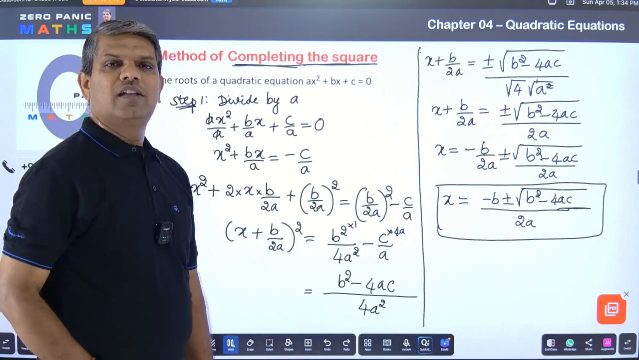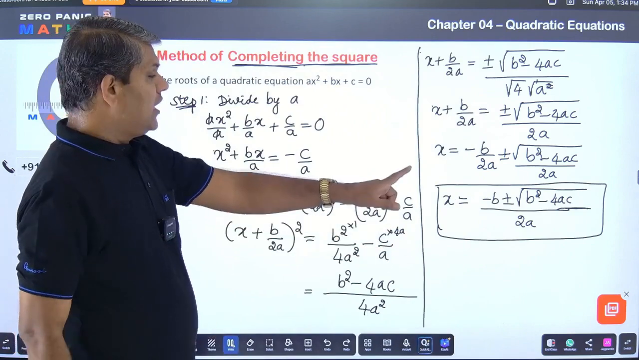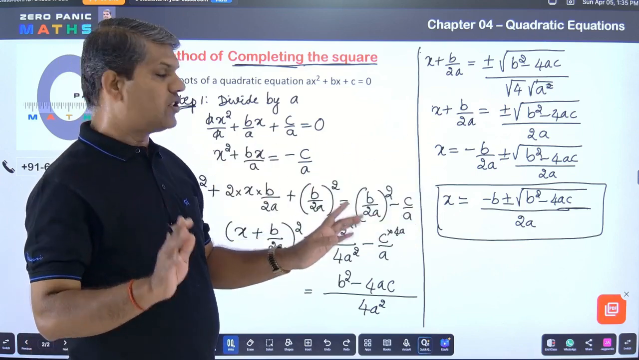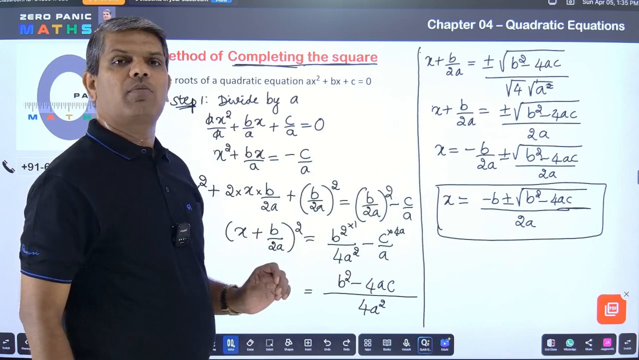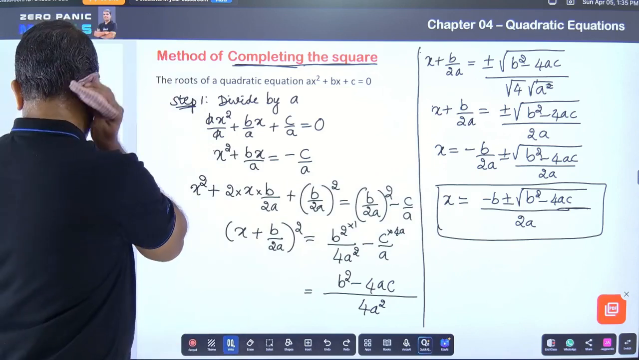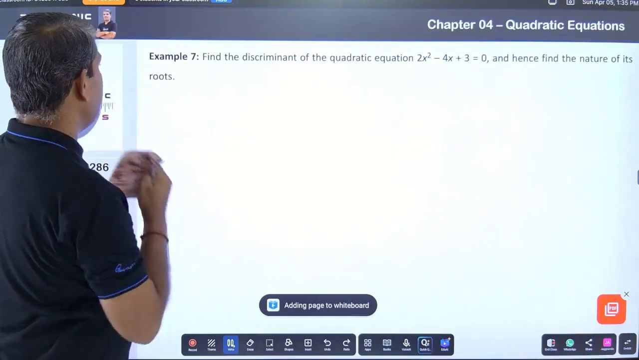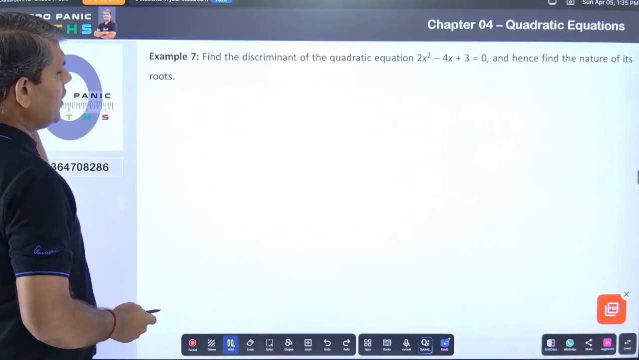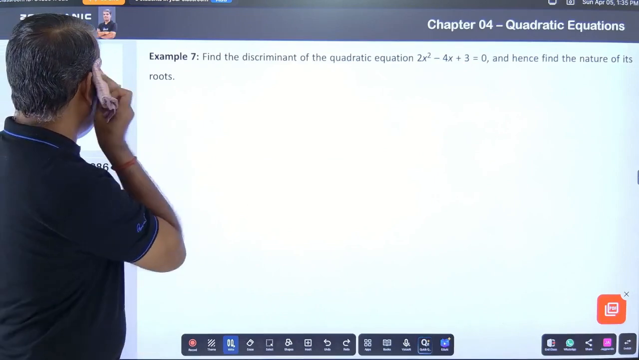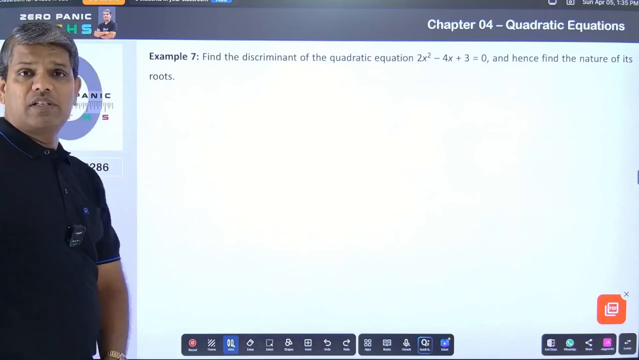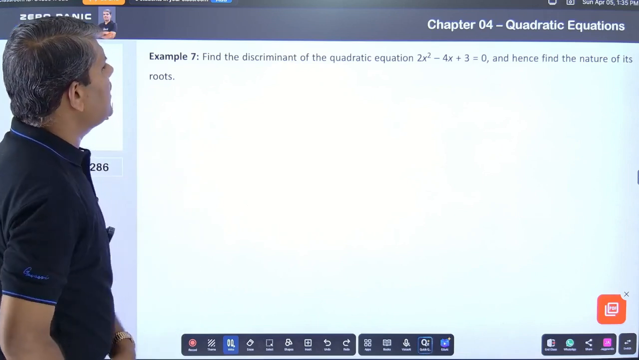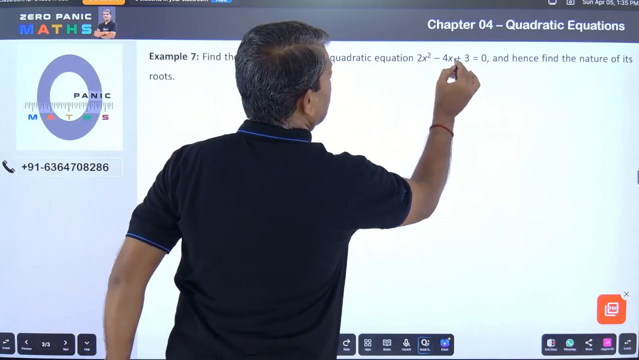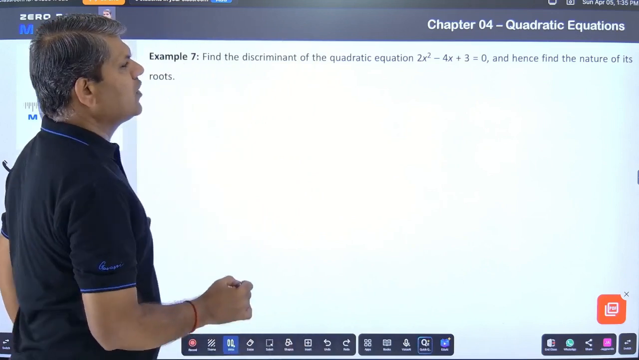Okay, so remember this formula to find out the roots of a quadratic equation directly without factorization. We need to make use of this formula. Let us see the examples based on the discriminant. Let us see some of the solved examples. Find the discriminant of the quadratic equation 2x square minus 4x plus 3 is equal to 0.